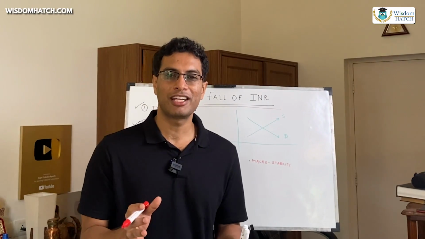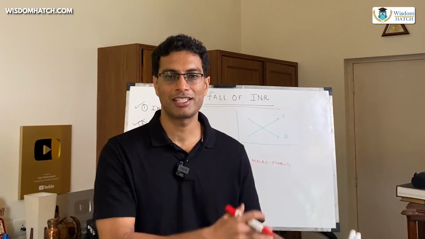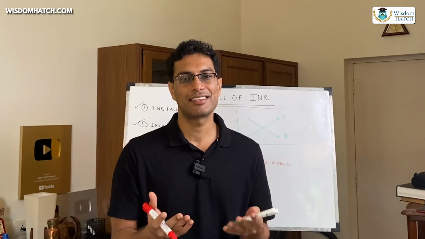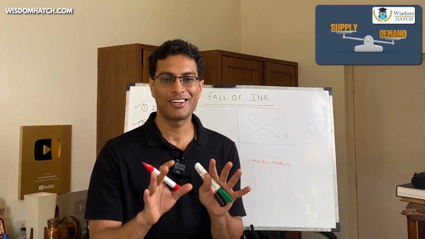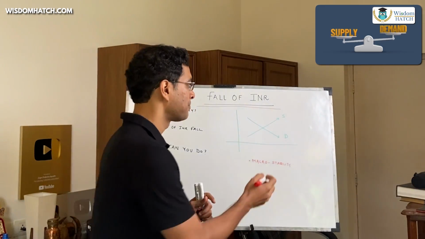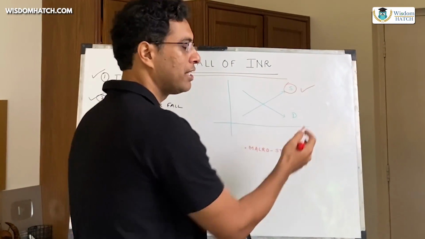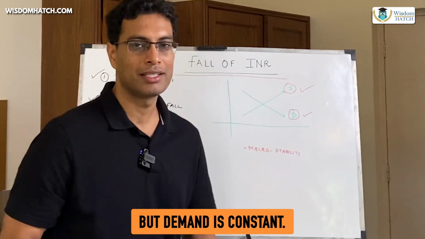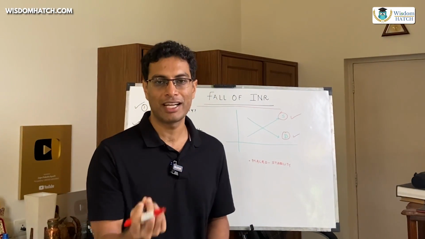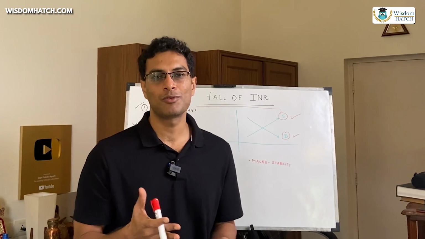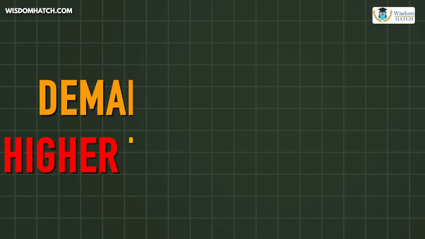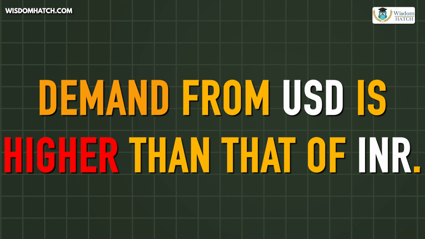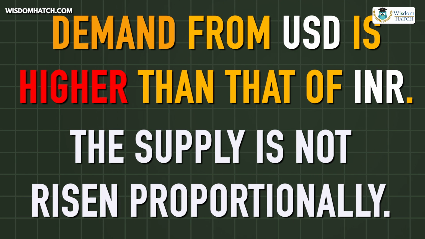So okay, a lot is said that INR is falling because this policy has been taken or that policy has been taken. No, see, whenever anything rises or falls, it's a simple supply and demand equation. That is how economists explain this entire concept. Now, whenever there is more supply of anything, but demand is not rising in the same proportion, then the price of that asset will fall. So in simple terms, what is happening in the international market is that the demand of US dollar is higher than that of INR and the supply has not risen proportionally.